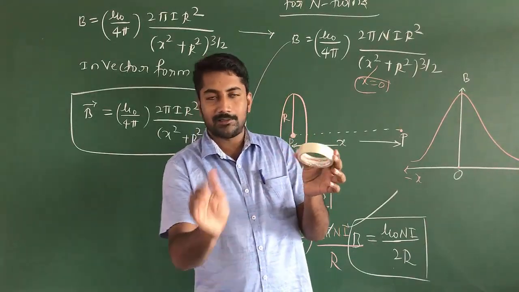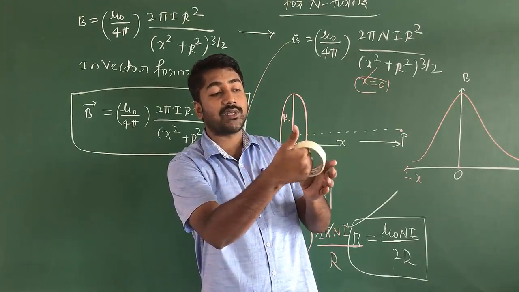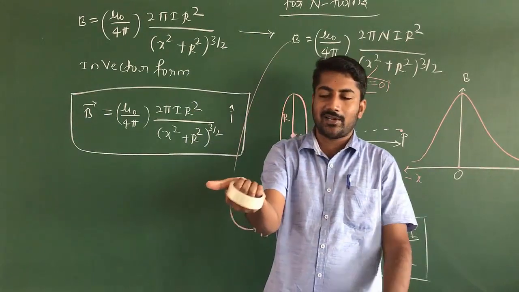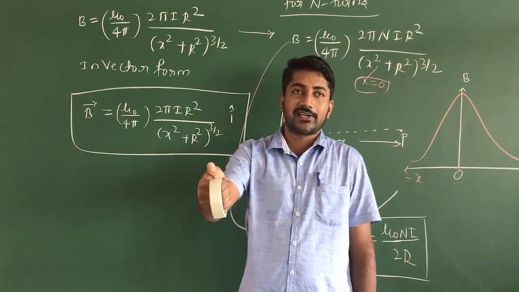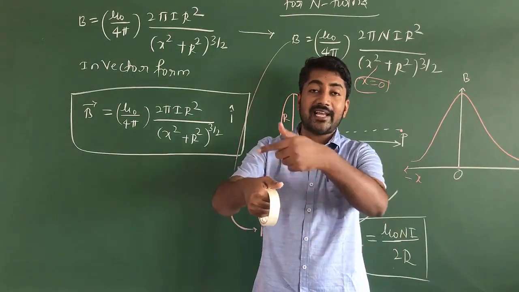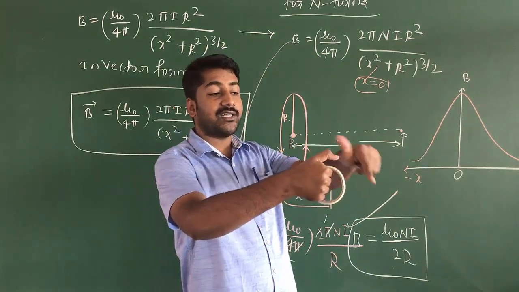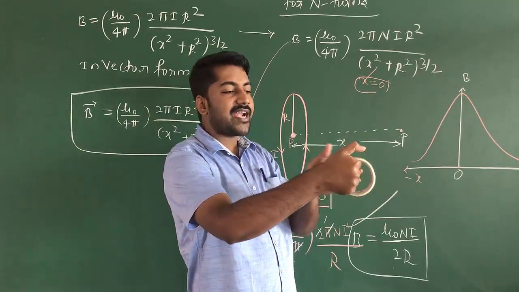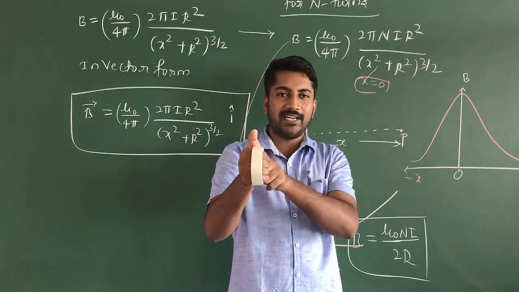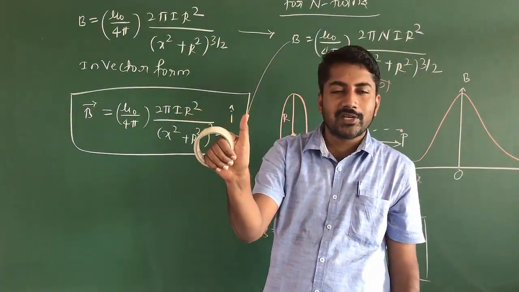if I enclose the right palm in this circular coil, the thumb indicates the direction of the current in this circular coil, and the other fingers indicate the direction of the magnetic field. This is for the circular coil.